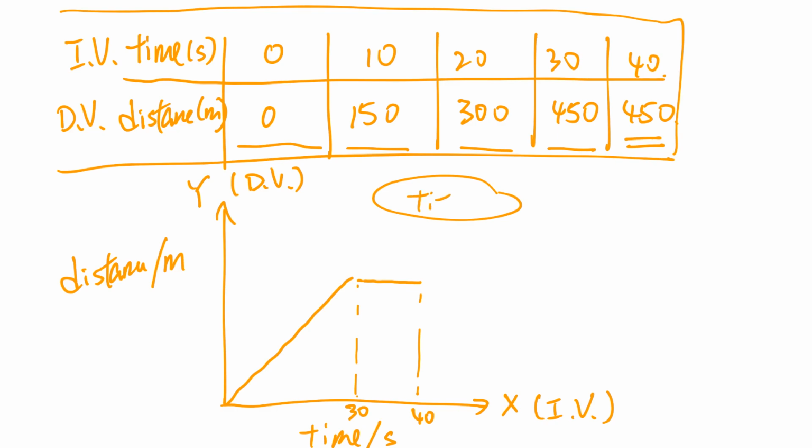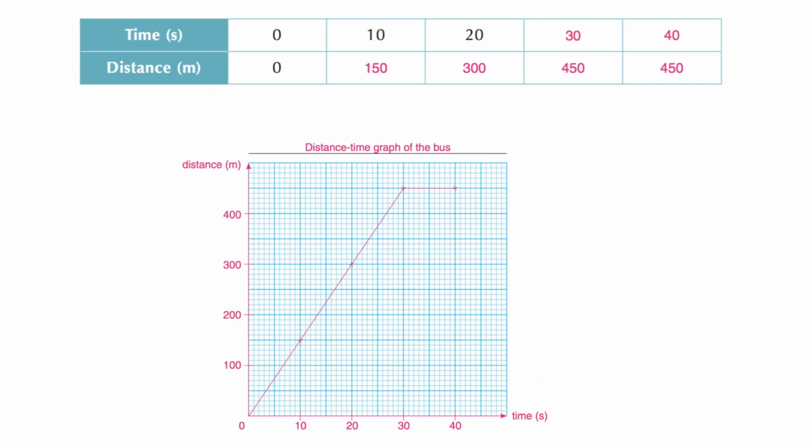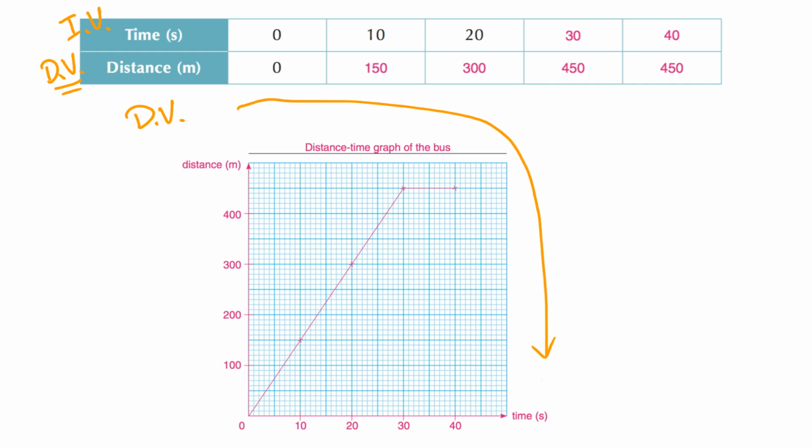Other than that, you should also include a title. Let's have a look. In the table here, you have the independent variable, which is the time, on the top, and then the dependent variable. Remember, the dependent variable will always be at the bottom row. This will be the table for this graph. The y-axis will be the dependent variable because it depends on the independent variable, and this will be the independent variable. Pay attention to the unit; you must include the unit right there.